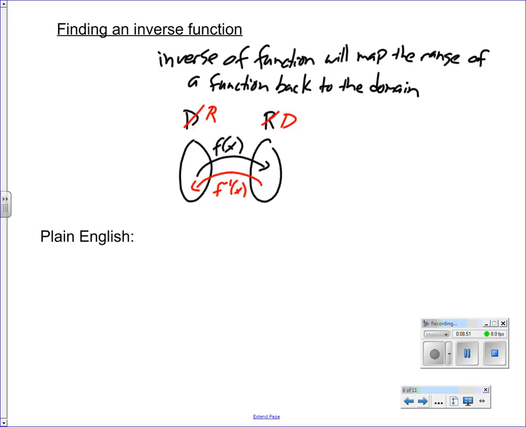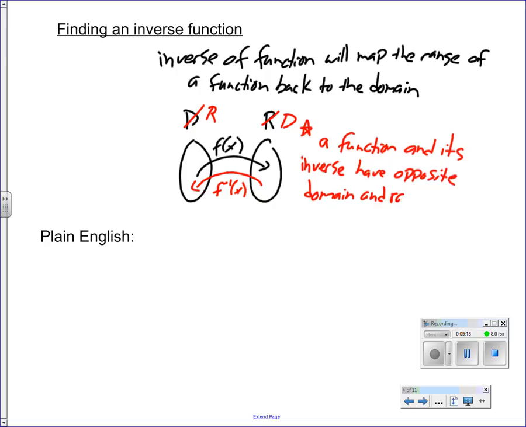That's another property we've talked about before. A function and its inverse have opposite domain and range. Right, so that's how we say it algebraically, they have opposite domain and range.